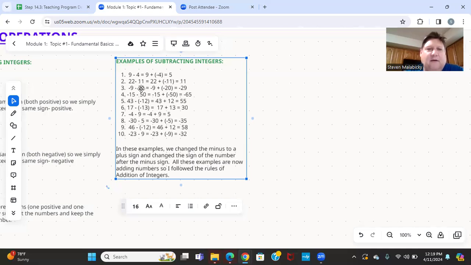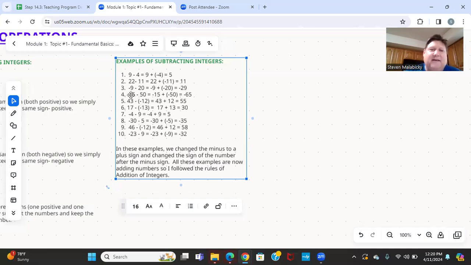22 minus 11. The minus turns into a plus sign, and the 11 turns into a negative 11. The signs are different: 22 is positive, 11 is negative, so we subtract, which is 11, and the bigger number is positive, so it's positive 11.